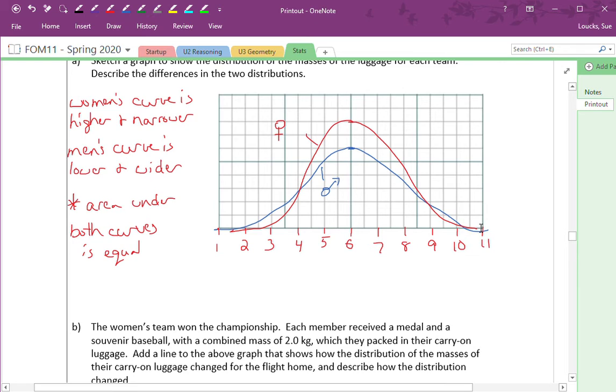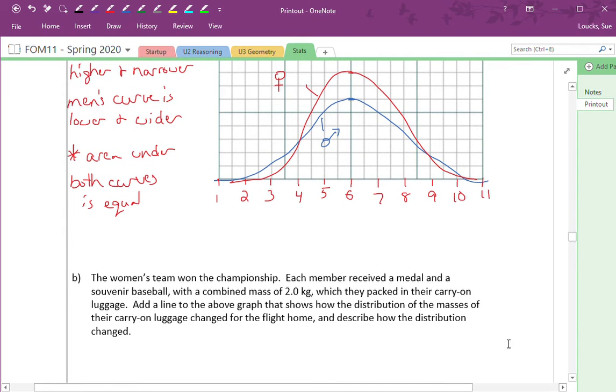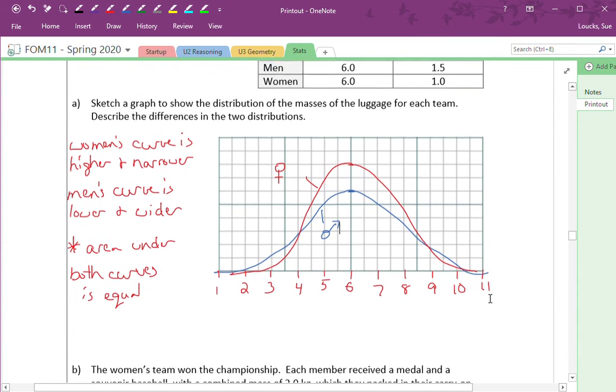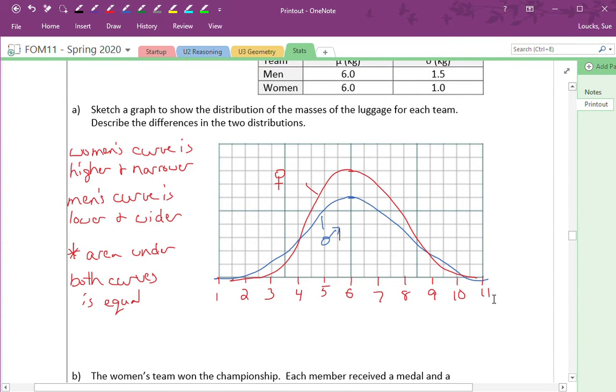Next one says the women won the championship. Each member received a medal and a souvenir baseball with a combined mass of 2 kilograms, which they packed in their carry-on luggage. Add a line to the above graph to show the distribution for the trip home. Okay, so for the trip home, what's going to change is that the mean for the women is going to be 2 kilograms higher. It's going to be right here. Whoops, I should do that in red. But it will be the same shape as the other graph. So I'm just going to try and follow my curves like that there. Okay, so maybe I'll highlight that so you can see that that's that one.